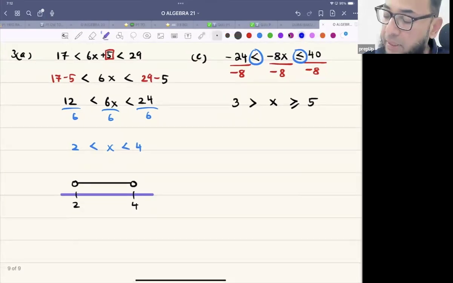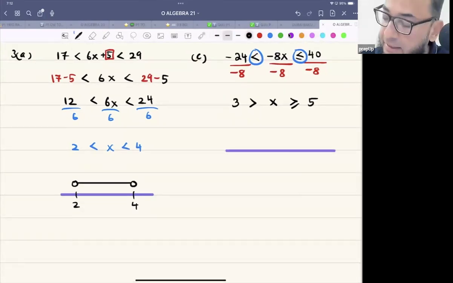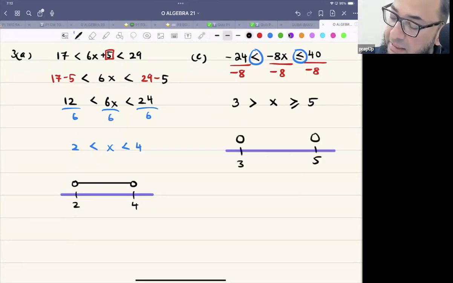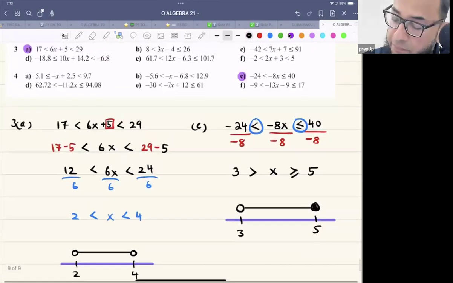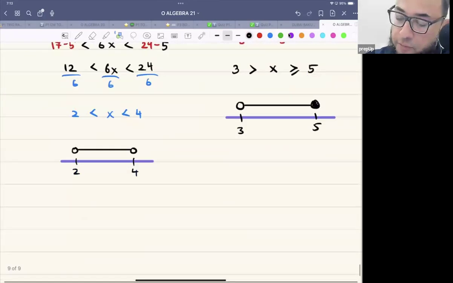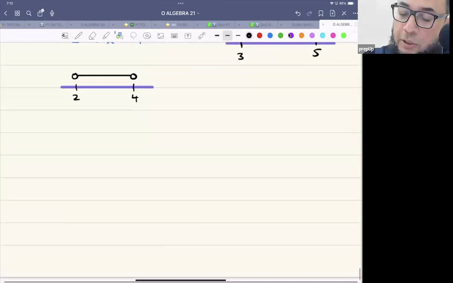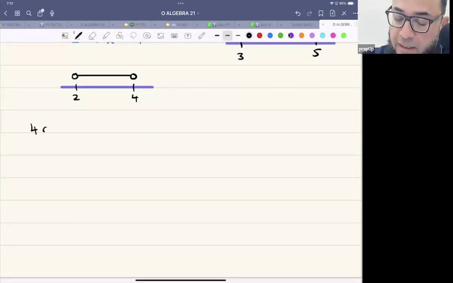Again, draw a number line. And this is 3. This is 5. This is empty. This is solid. And just draw a line connecting the two. Now let me explain this 4c in another manner also. So let me do the explanation for 4c in an alternative way.